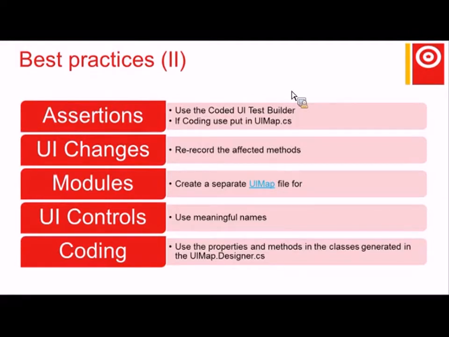And the coded UI system puts a lot of good code into the designer.cs file. It's there to be used in the sense of being called from your test files. So just be aware that it's there. It's got a lot of powerful facilities in it which have been made by the coded UI system.